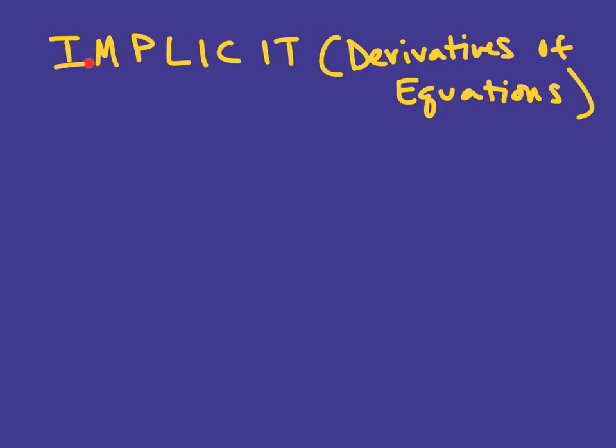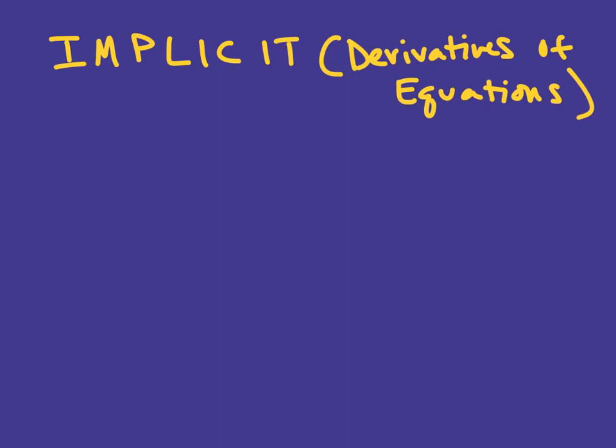And this is where we use implicit differentiation, okay? Before, on all of those other ones, we were doing derivatives of functions. Now, not every equation is going to be a function, so it's important that we have the ability to take the derivative of an equation itself. So, I want to take the derivative.